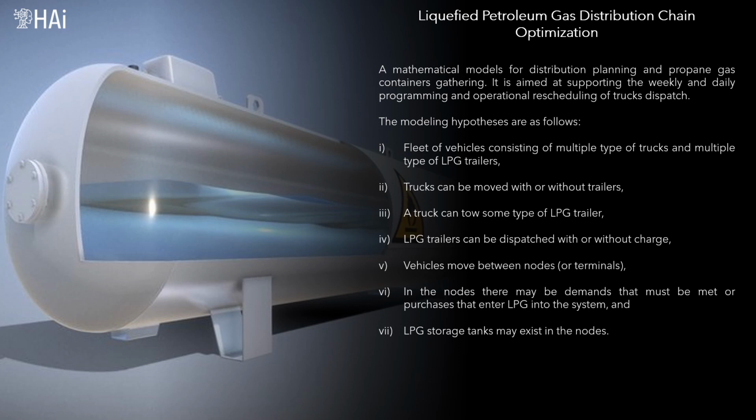Fleet of vehicles consisting of multiple type of trucks and multiple type of LPG trailers. Trucks can be moved with or without trailers. A truck can tow some type of LPG trailer. LPG trailers can be dispatched with or without charge. Vehicles move between nodes, or terminals. In the nodes there may be demands that must be met, or purchases that enter LPG into the system, and LPG storage tanks may exist in the nodes.